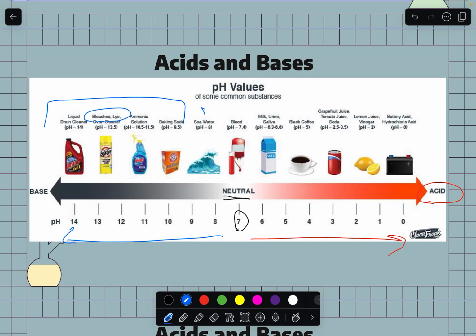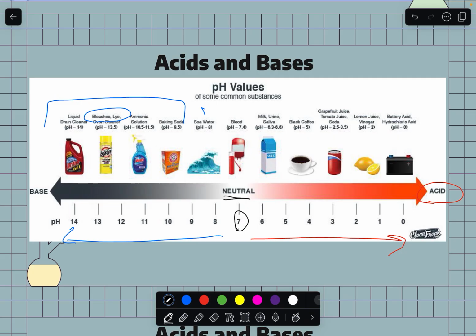Lye is used in soap. Bleaches, if you get a container of bleach at the store, it normally has a warning on it saying to wear gloves and to avoid skin contact, because it's a strong base, it will irritate your skin. Okay, so this is a pH scale. It just measures from 0 to 14. It tells the strength of the acid. So the smaller it is, the more acidic. The bigger it is, the more basic.